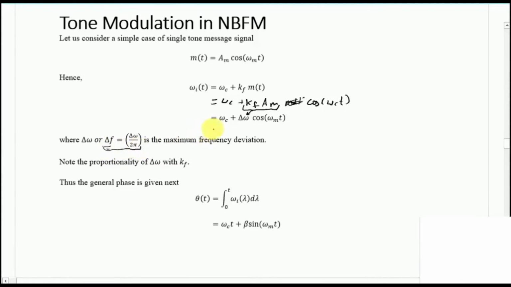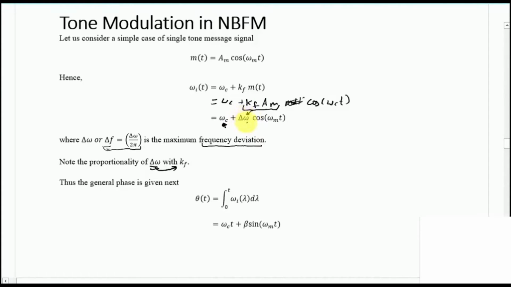This is basically the maximum frequency deviation. So what does it identify? It identifies by what degree we would change the instantaneous frequency, right? There are some very key factors which are involved here. First and foremost, you would see that delta omega is directly proportional to k_f. This is coming from here. Delta omega is directly proportional to k_f and A_m.